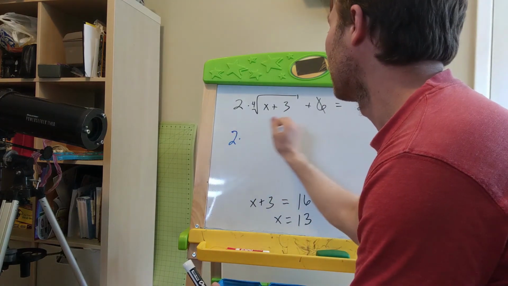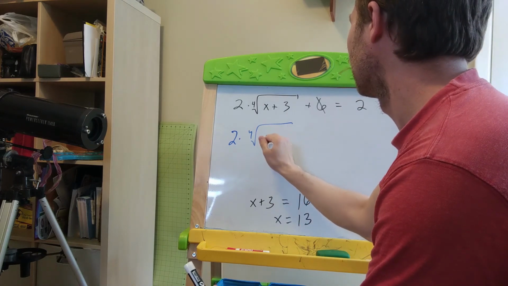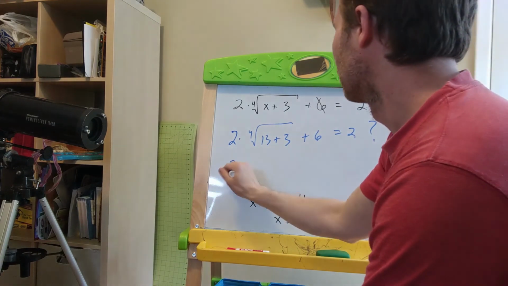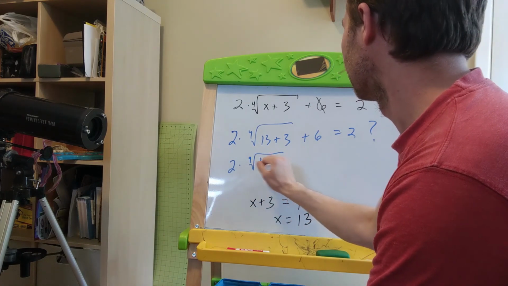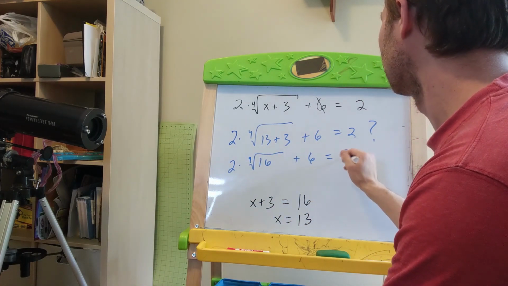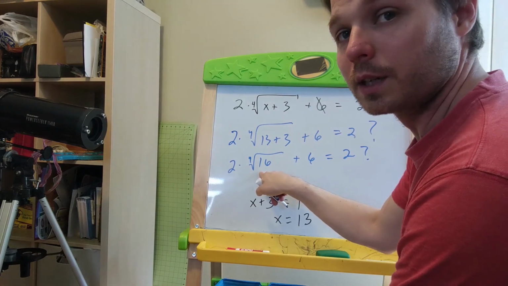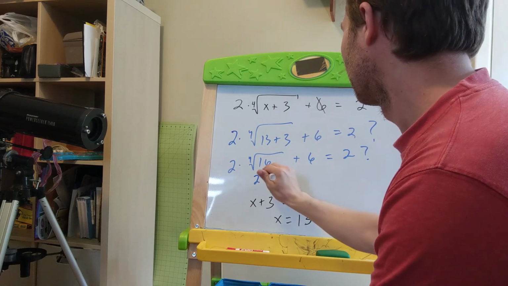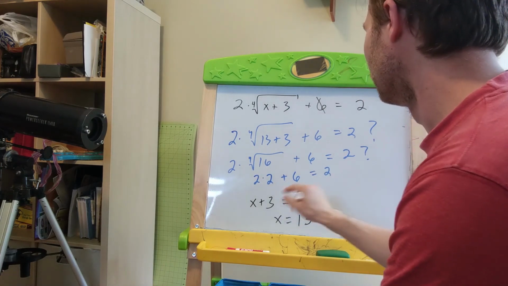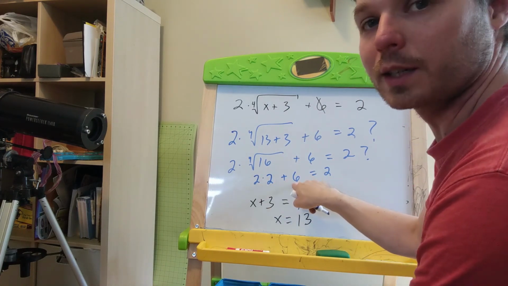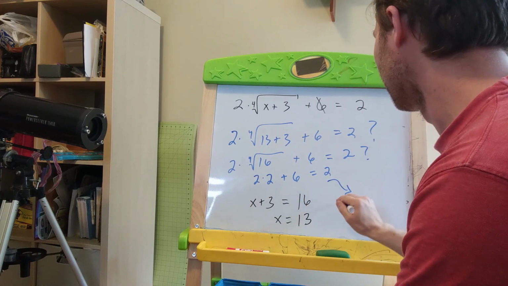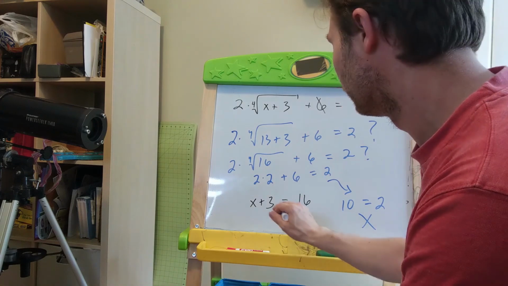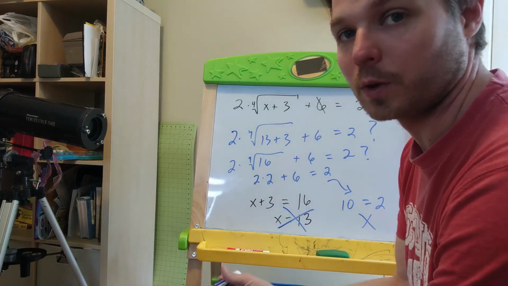All right, so 2 times the fourth root of 13 plus 3, plus 6 is equal to 2, question mark. 2 times the fourth root of 16 plus 6, is that equal to 2? The fourth root of 16 is 2, so this is 2 times 2 plus 6 is equal to 2. This is 4 plus 6 equals 2. In other words, that's saying that 10 is equal to 2. Obviously, 10 does not equal 2, and that tells you that this guy right here is an extraneous solution.